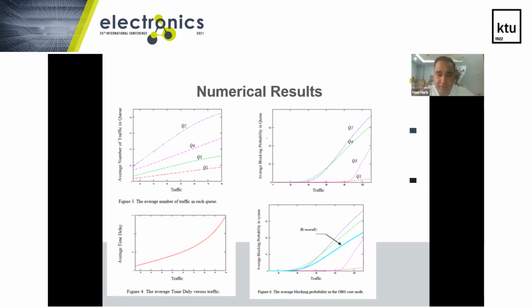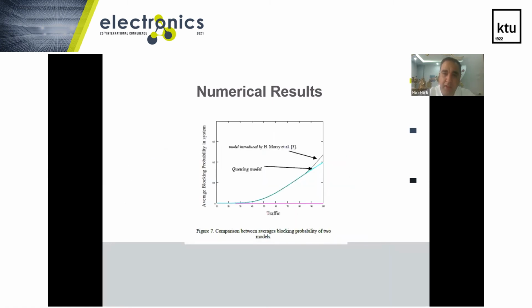We also make the relation between the average time delay and the traffic, and also the overall blocking probability in the system, and then we compare the results with the results we had before using another model. It gives results near to our model that we used before.